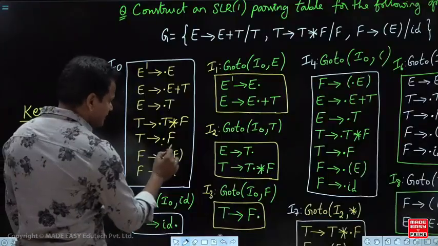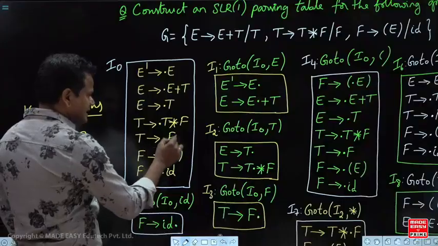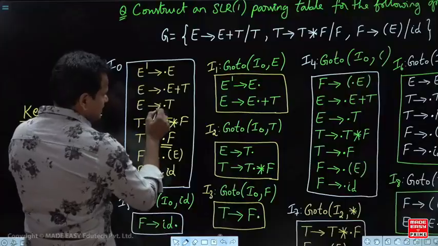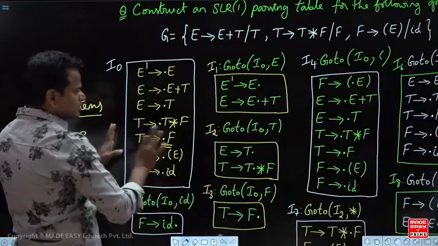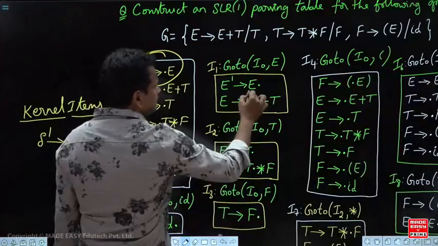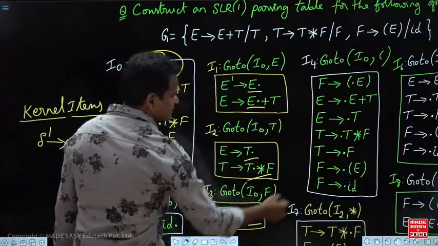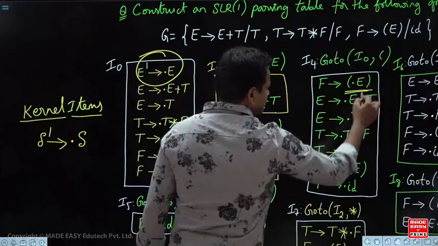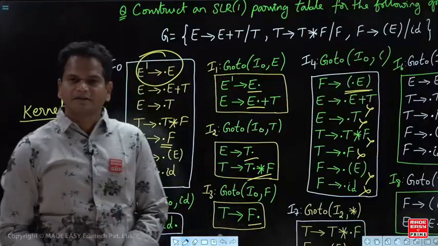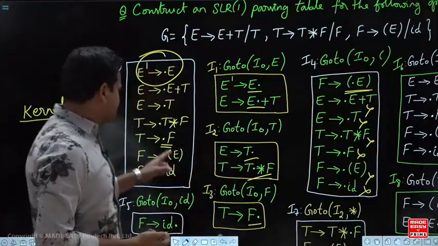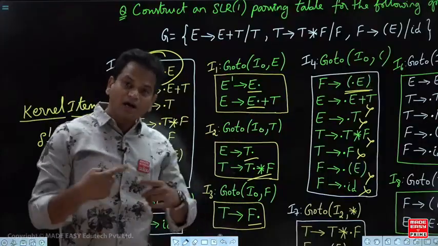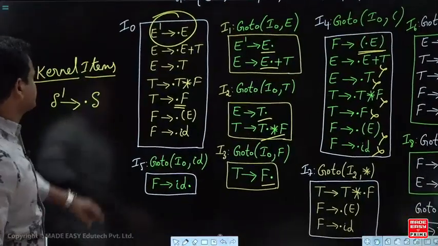If we take here, where is the dot? It is at the leftmost end of the right side. This is the right side, no? It is leftmost end. Here also leftmost end. Here also leftmost end. It is not a kernel item. The kernel items are this one and also this, and not this one. Again this one, not this one, not this. So whatever the productions in which the dot is not at the leftmost end, and also S' derives dot S, these are called kernel items.